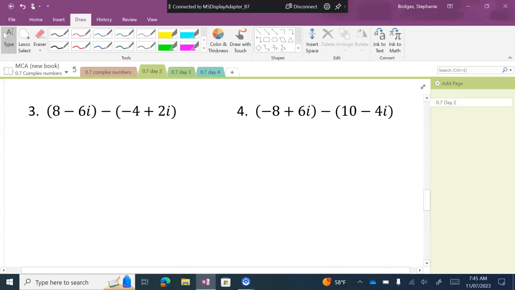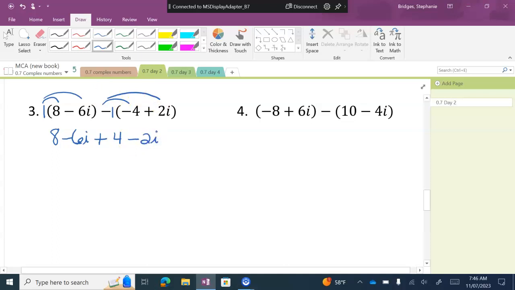What's different about this one? There's a minus sign. So when I distribute, at least to the second parenthesis, it will change just a little bit. The first parenthesis, we are still distributing a +1, so it does not have any effect. However, the second one is going to change just a bit. -1 times -4 turns that to what? +4. And then a -1 times a +2i is going to turn it to a -2i.